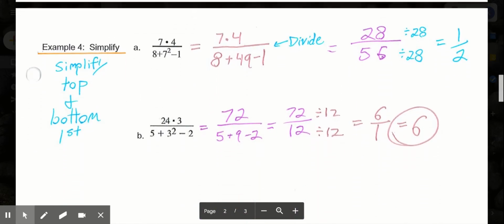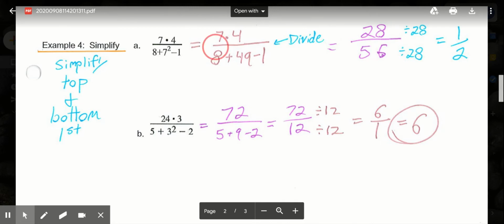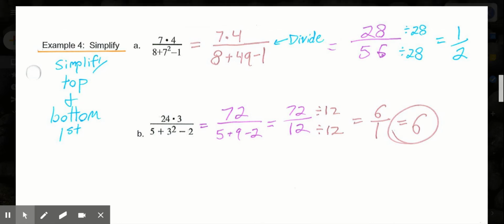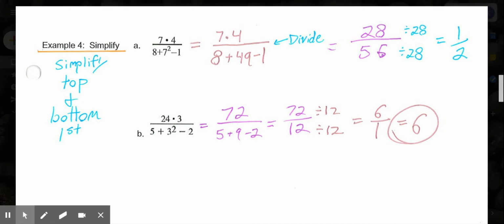Example 4 is looking at how we deal with simplifying and evaluating fractions. Now, what you want to remember is the fraction bar simply means divided. So if we have something in a fraction, it's going to eventually mean top divided by bottom. But to simplify, what you want to do is simplify the top and the bottom first, just by using the order of operations on each separately. So on top, we have 7 times 4, and on bottom, 8 plus 7 squared minus 1.